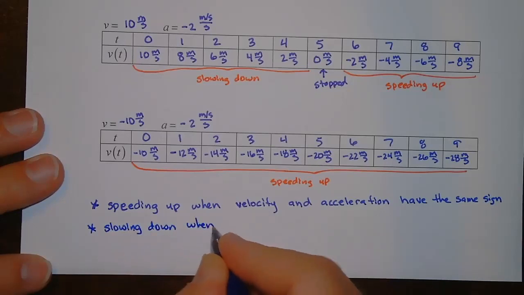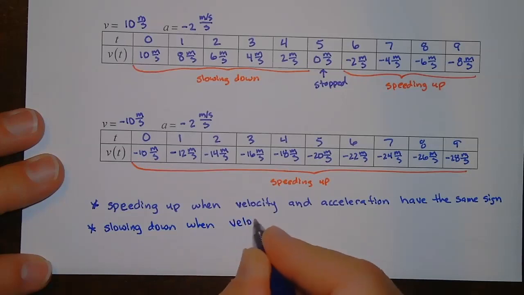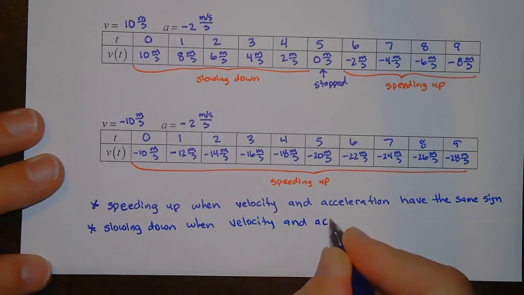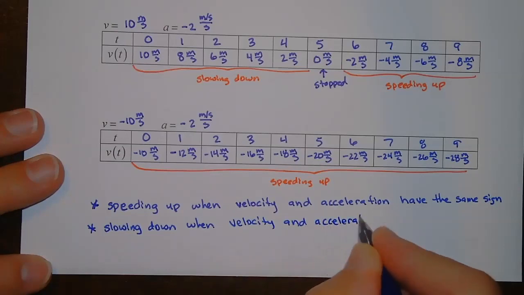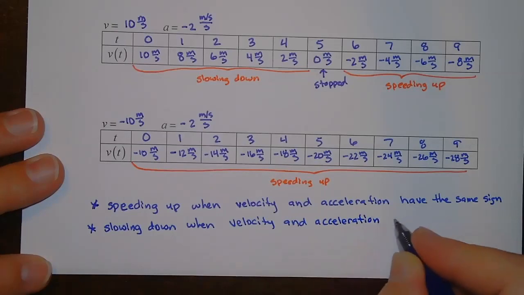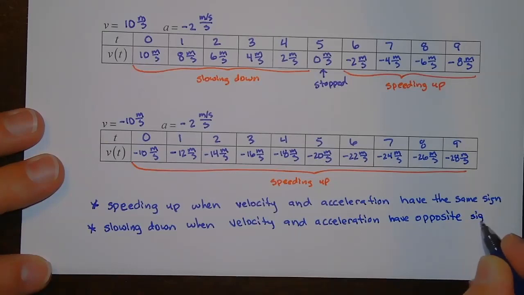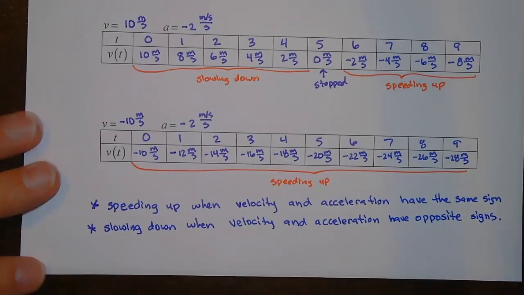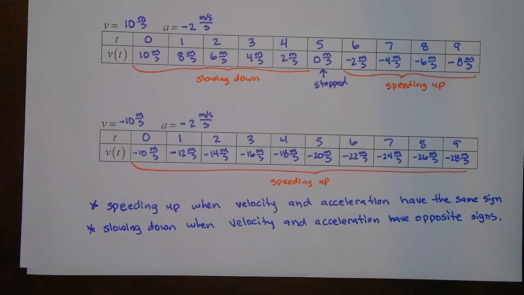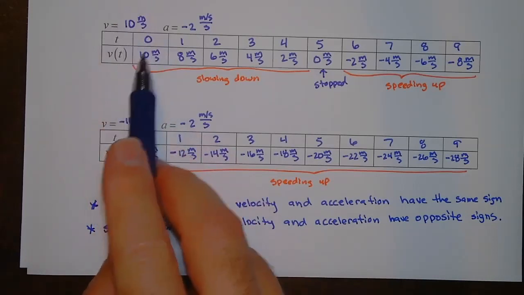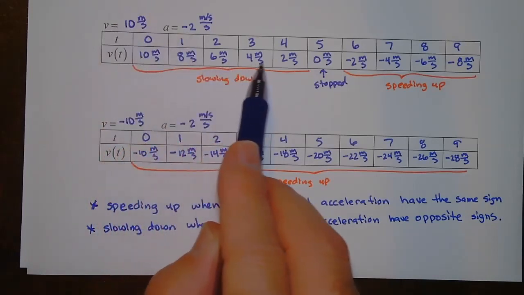Okay, so we also know it's slowing down when the velocity and acceleration are opposite signs, or have opposite signs. So one is going to be positive and one is going to be negative. So whenever you see the velocity and the acceleration, like right in here, velocity is positive and the acceleration is negative, you're going to be slowing down.